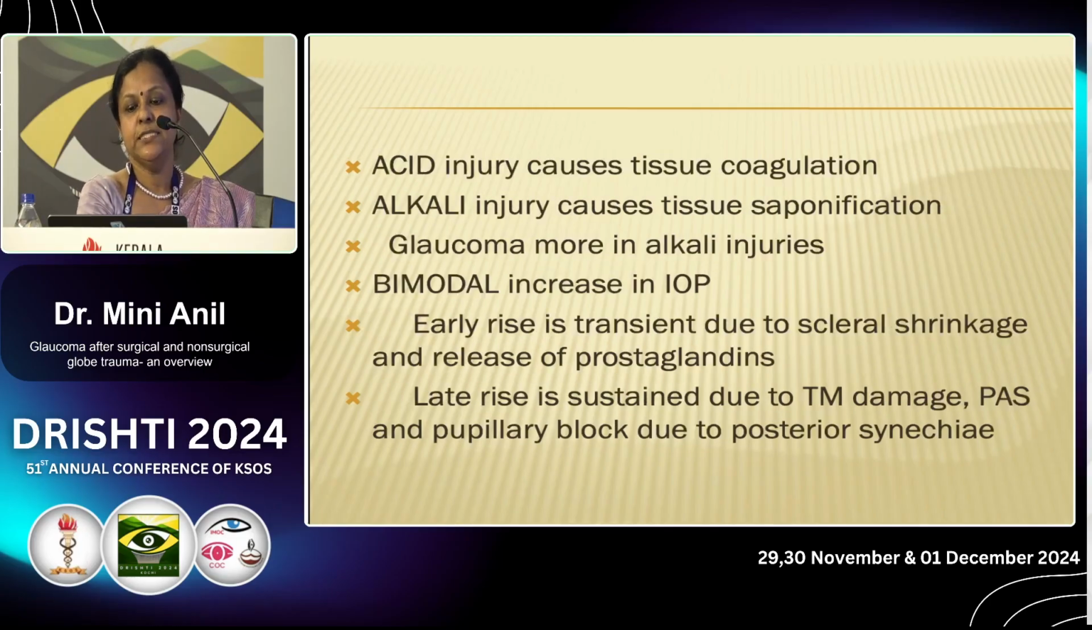Acid injury causes tissue coagulation. Alkali injury causes tissue saponification. Glaucoma is more common in alkali injuries. There is a bimodal increase in IOP. Early rise is transient due to scleral shrinkage and release of prostaglandins. Late rise is due to trabecular meshwork damage, peripheral anterior synechiae, and pupillary block due to posterior synechiae.